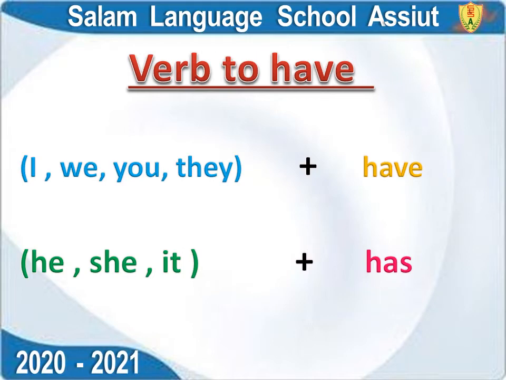Verb to have, فعل يملك أو لديه. Pronouns I, we, you, they, plus have. He, she, it, plus has. يعني عندنا I, we, you, they، بيجي وراهم have. لكن عندنا he, she, it، بيجي وراهم has.